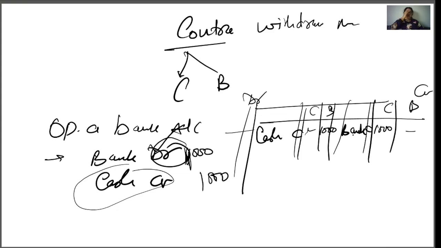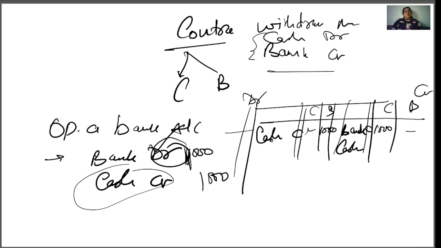This indicates it's a contra entry. Then withdraw money. So if you withdraw money, bank will be credited, cash will be debited. How will you record this? Cash is debit here, so you need to record cash here. Bank is credit here. You need to record bank here.